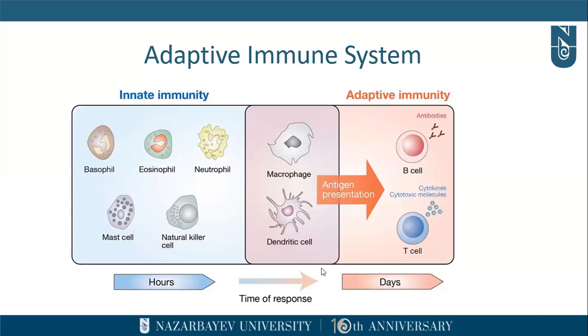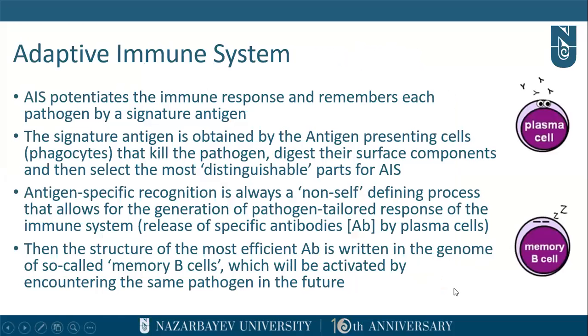Now I go to my slide here. So let's go on with the adaptive immune system. It's all about remembering the pathogen that was encountered in the innate immune system, and it's all about the antigen. So with the signature antigen, once it knows what kind of antigen it previously encountered, it is already preparing specific antibodies for this antigen.